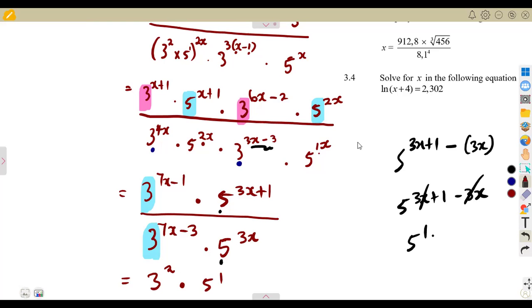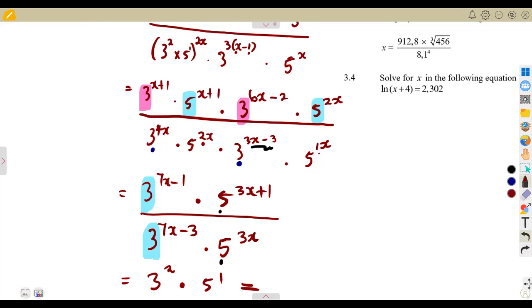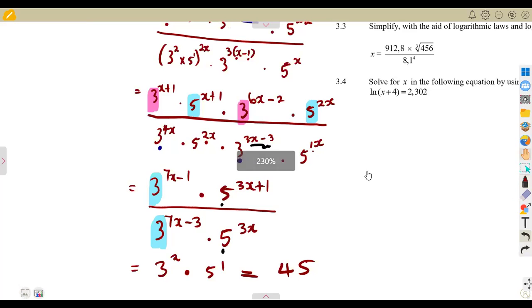5 to the exponent of a 1 means that's simply a 5. So meaning to say we have got 3 squared times a 5. And what is 3 squared? 3 squared is 9. That is 3 times 3. 9 times 5 is what? 45. That's the idea there. So meaning to say at the end, we were going to just obtain a straight 45 from all this simplification.